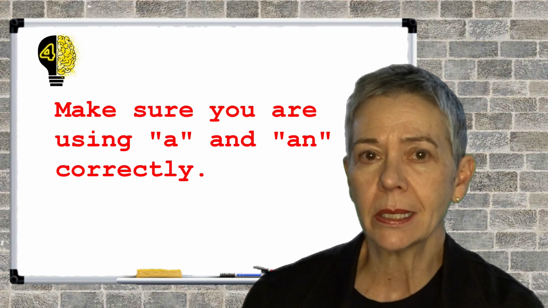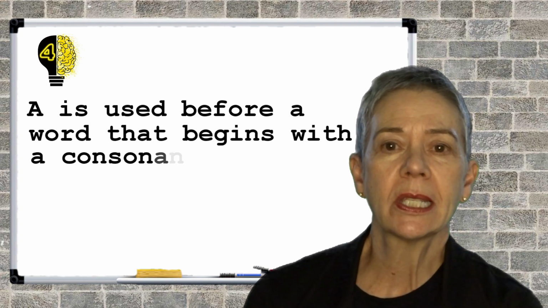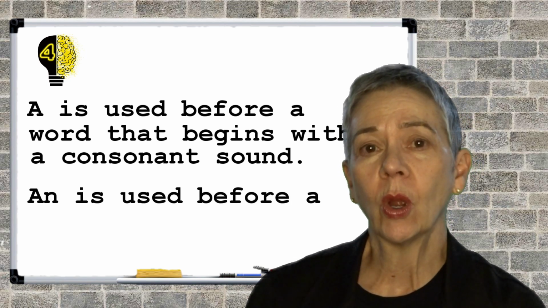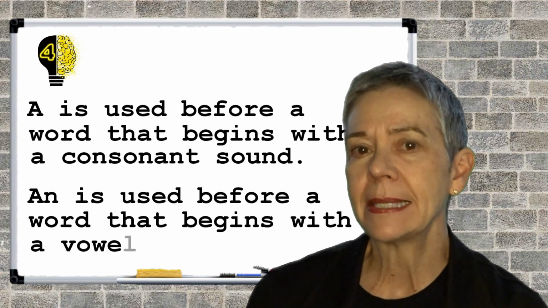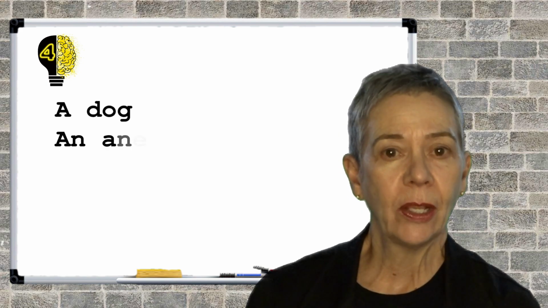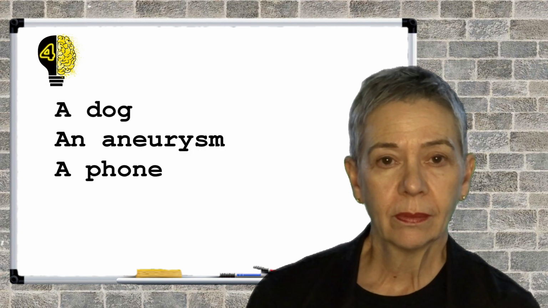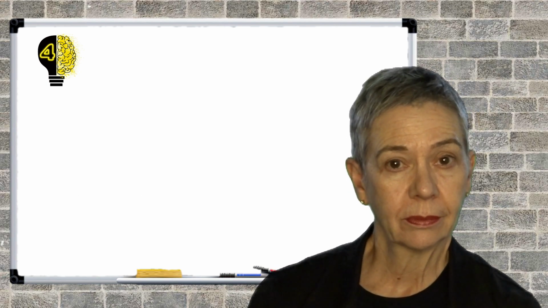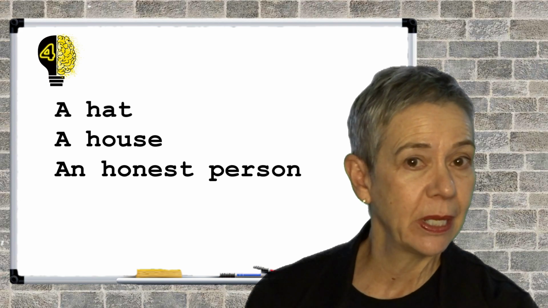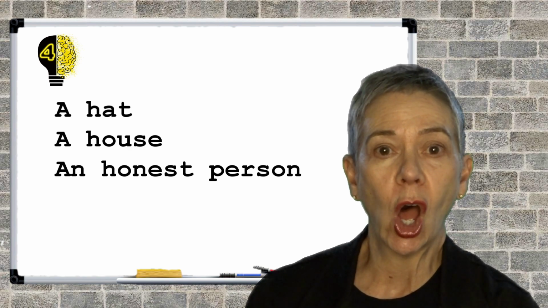Here's what the rule really says. A is used before a word that begins with a consonant sound. And an is used before a word that begins with a vowel sound. Look at these examples. A dog, an aneurysm. You wouldn't say a aneurysm, you would say an aneurysm. A phone, but you would say an iPhone. A hat, a house, an honest person. It begins with an H, but it is silent. It starts with a vowel sound.